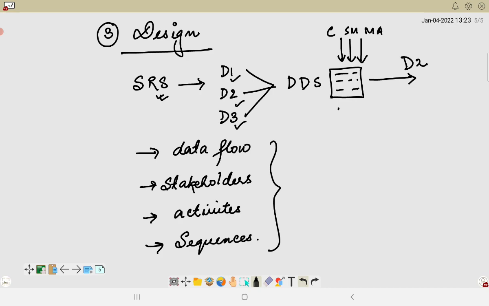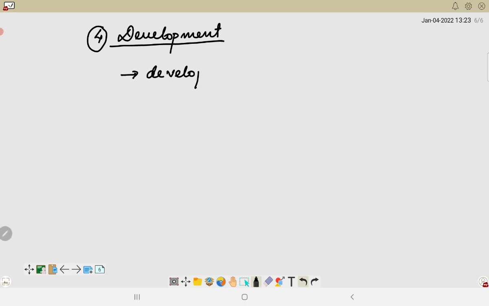Once this design is done, this DDS, after a particular design is selected, it is forwarded to the next phase, which is your building or development. So this is the actual implementation of the entire project. In this stage of SDLC, the actual development starts and the product is built. Basically all your coding will start here.